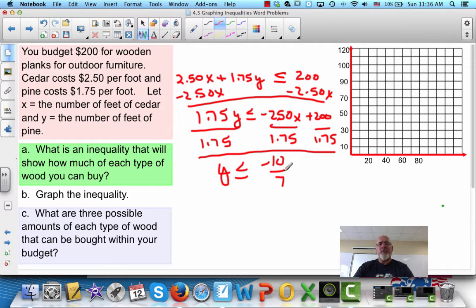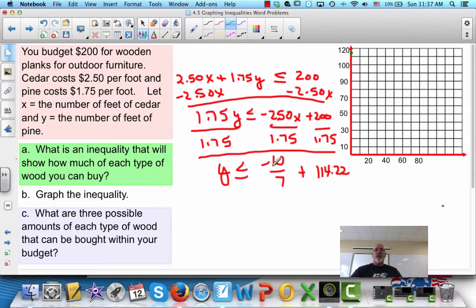Remember, you have to have it in the form of a fraction. You can't have it as a decimal. So whenever you do your division, you need to make sure you change it into a fraction. Alright, plus, and 200 divided by 1.75 is 114.22. So our y-intercept is 114.22. So we'll come up, let me get a different color. Our y-intercept is 100, there's 110, 114.22. So we'll put it about right here.